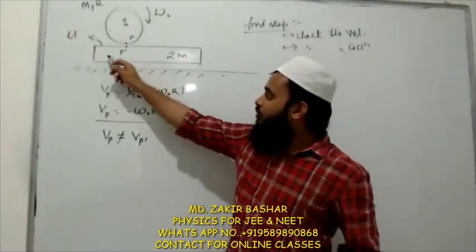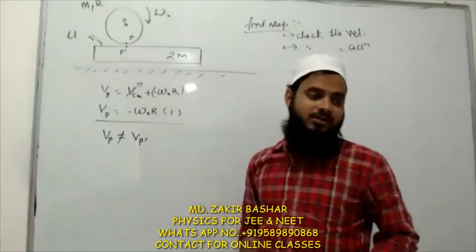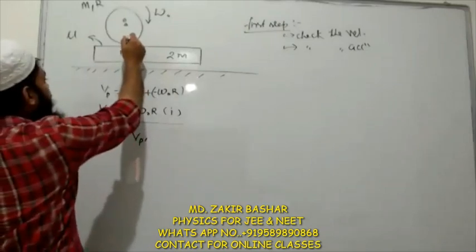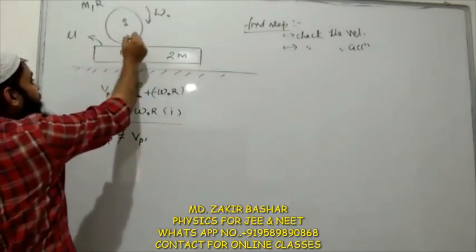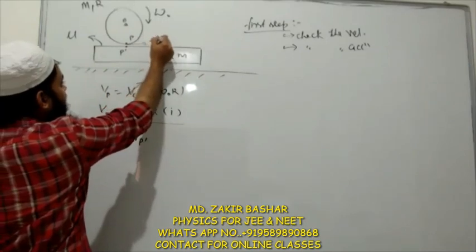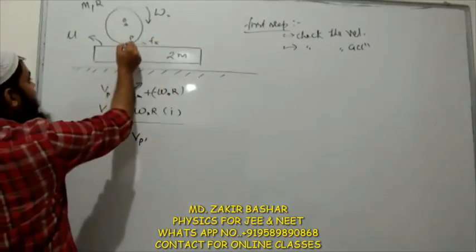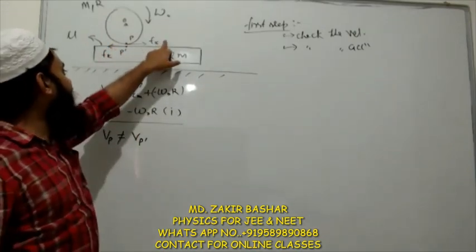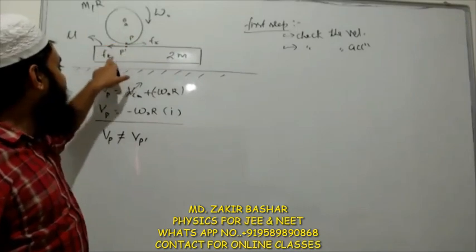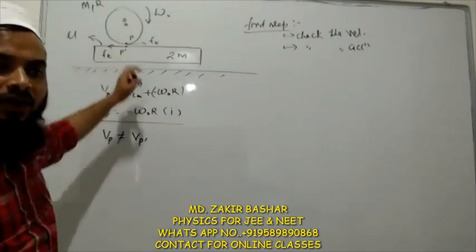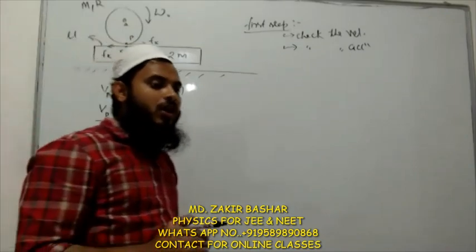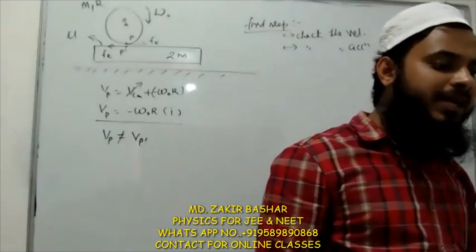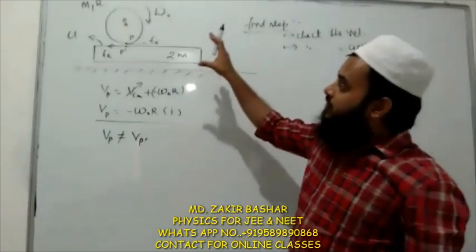There is no force on this plank, so this point will be at rest. So what will the friction force do? Friction force tries to make the velocity of this point 0, so Fk will be in this direction, and the Fk on the plank will be in this direction. This Fk will act on the plank because friction force is always present in an action reaction pair. So this is how the friction force will work.